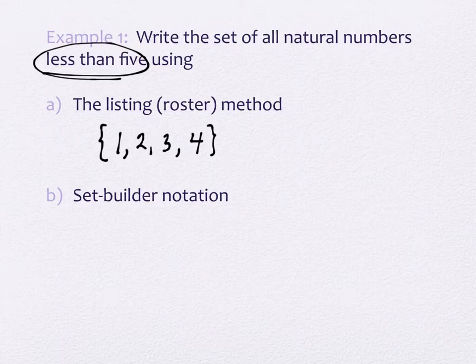Common mistake, sometimes people want to throw 0 in. Remember, 0 is a whole number, but it's not a natural number, and this one said natural. So that would be the listing or the roster method.